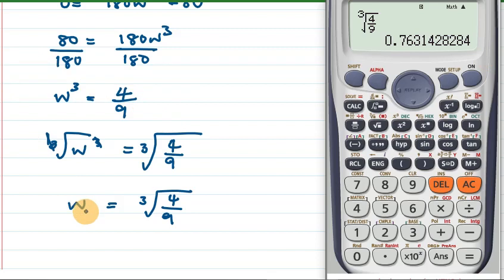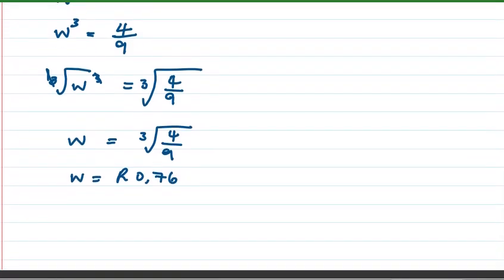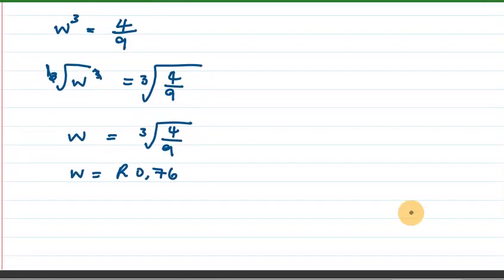But since we want to find the cost, that means this thing should be in rands. So W is equal to, it should be 0.76 rand, so it should be 76 cent. Yeah, so this is the width. This is our width that will minimize the cost of the box.